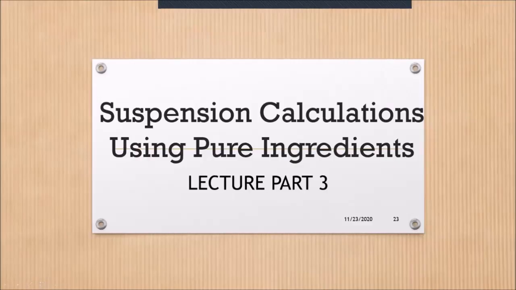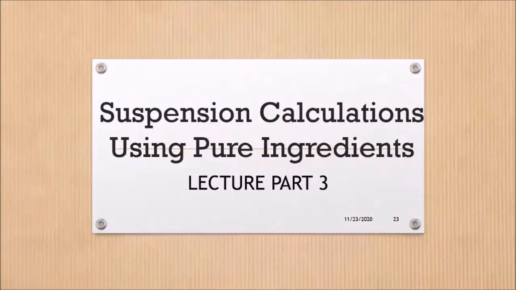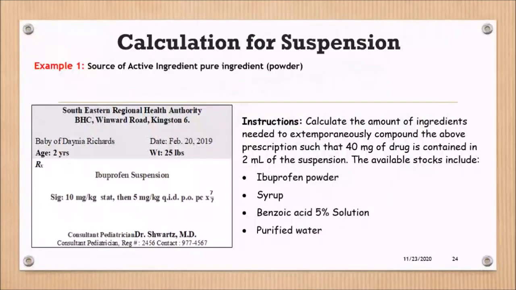Okay, we are back at lecture part 3 and we're looking at calculations involving suspensions and the ingredients that are used. We are looking particularly at using pure ingredients. So the source of the active pharmaceutical ingredient now is the pure powder. And remember, because it's a suspension, the pure powder, usually the active pharmaceutical ingredient, is going to be insoluble.